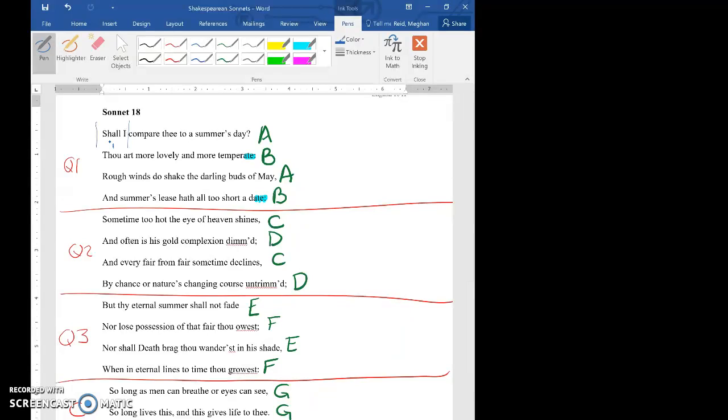So let's take a look. What's our next pair? Compare. So compare, 2 syllables. I'm going to give it a 2. The 2. Let's mark that as the third. Summer's. Day. So there are our 5 feet.